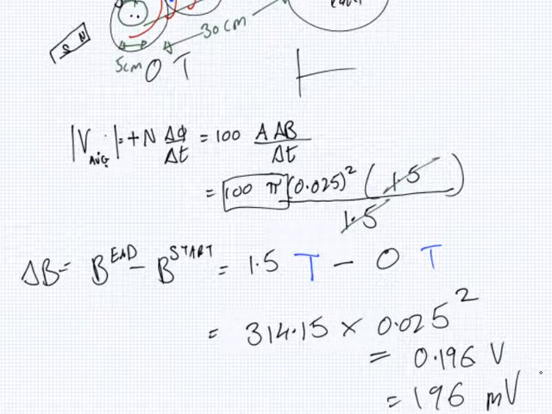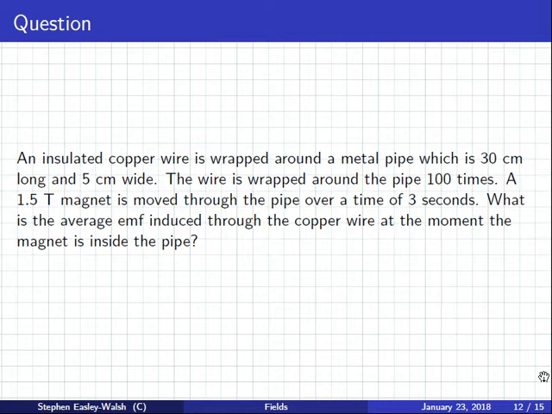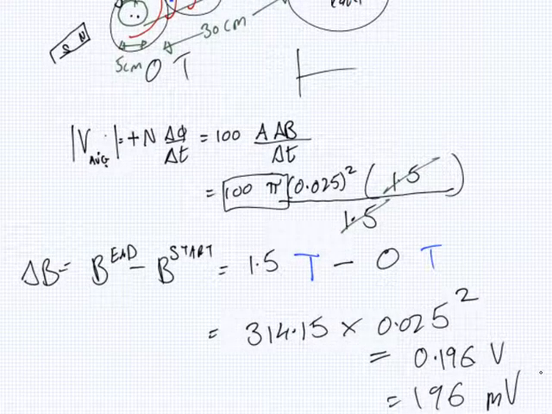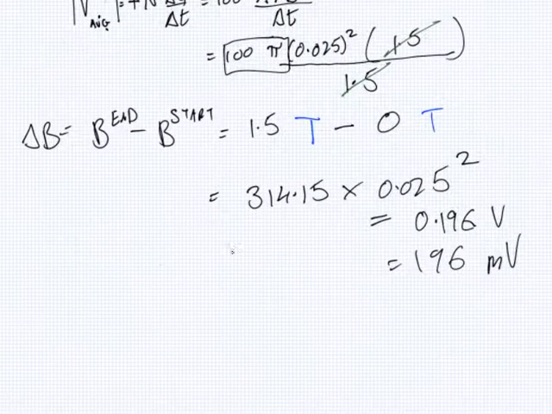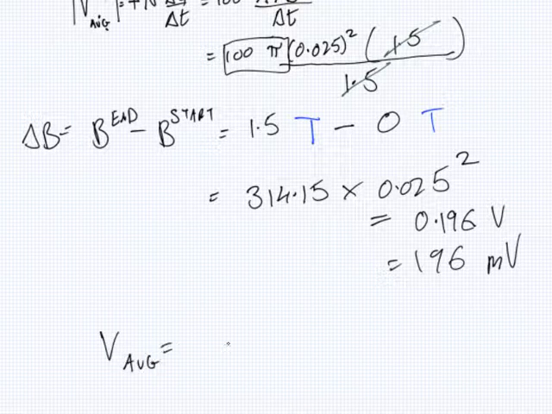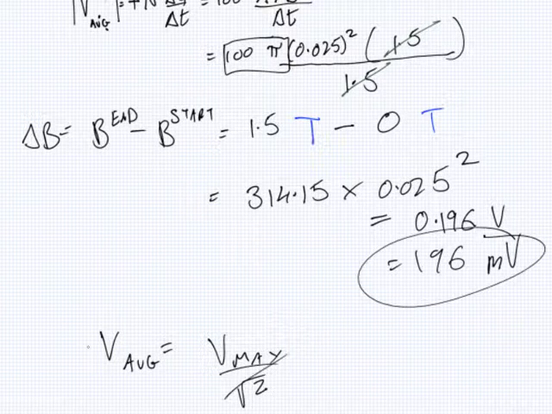Is that all? Mm-hmm. Yeah. I think I asked what is the average EMF. Okay. Oh, wait, pause. Are you telling me that the 196 is the max, or are we finding the max? No, we're just finding the average. But it is a good question. How would you find the max? Yeah, remember the average voltage is equal to the maximum voltage divided by root 2. This is the average, so if we multiply by root 2.